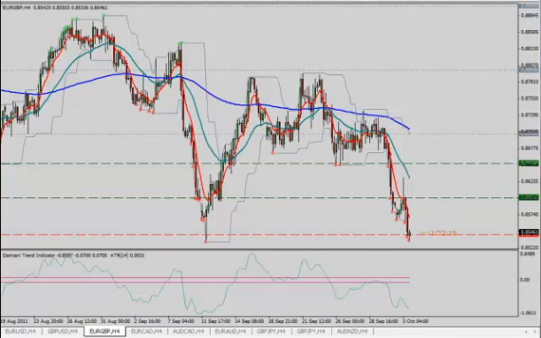Okay, I wanted to do a follow-up on my euro British pound trade that I took last week. I made a video earlier when I entered the trade, and I've closed the trade out. I pretty much hit my profit target, and it worked out quite well. I was in it for a few days.